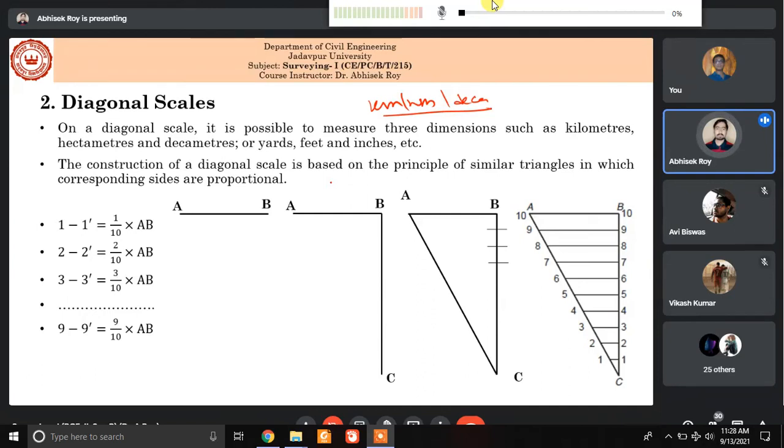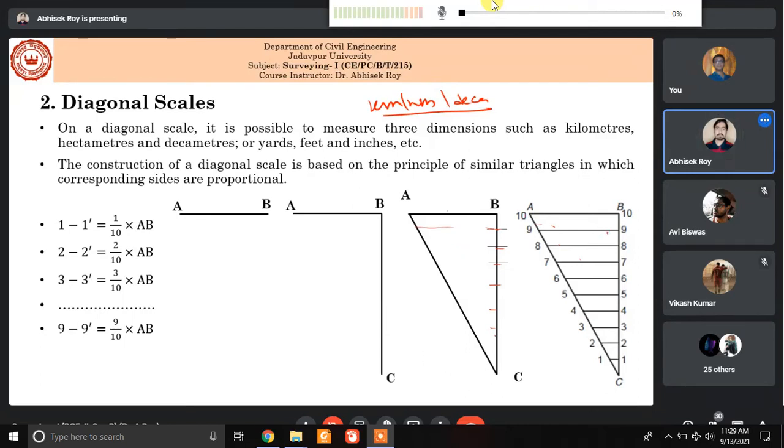Now the diagonal scale is based on the principle of similar triangles. Say suppose this is the length AB and you have to divide AB into 10 equal lengths. Then we can simply plot a perpendicular to AB. Suppose this is BC, of any length. Now suppose we divide this BC length into 10 equal parts like this, and AC is joined. Now suppose from these division points, lines parallel to AB are drawn like this, like this, like this.